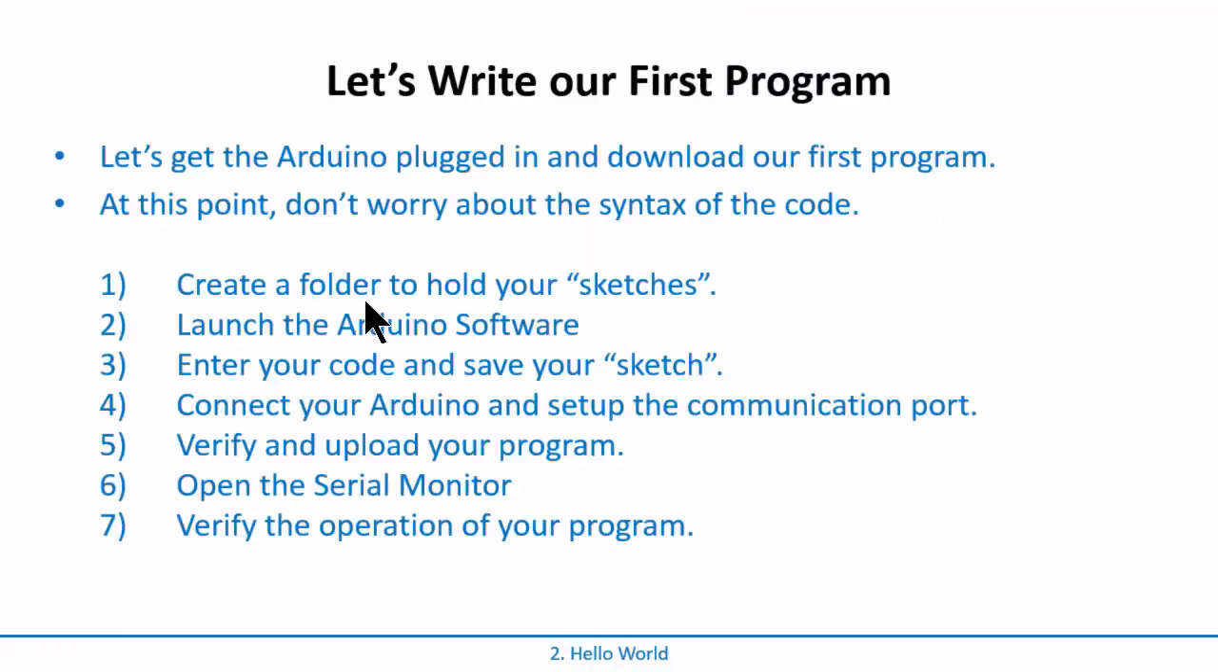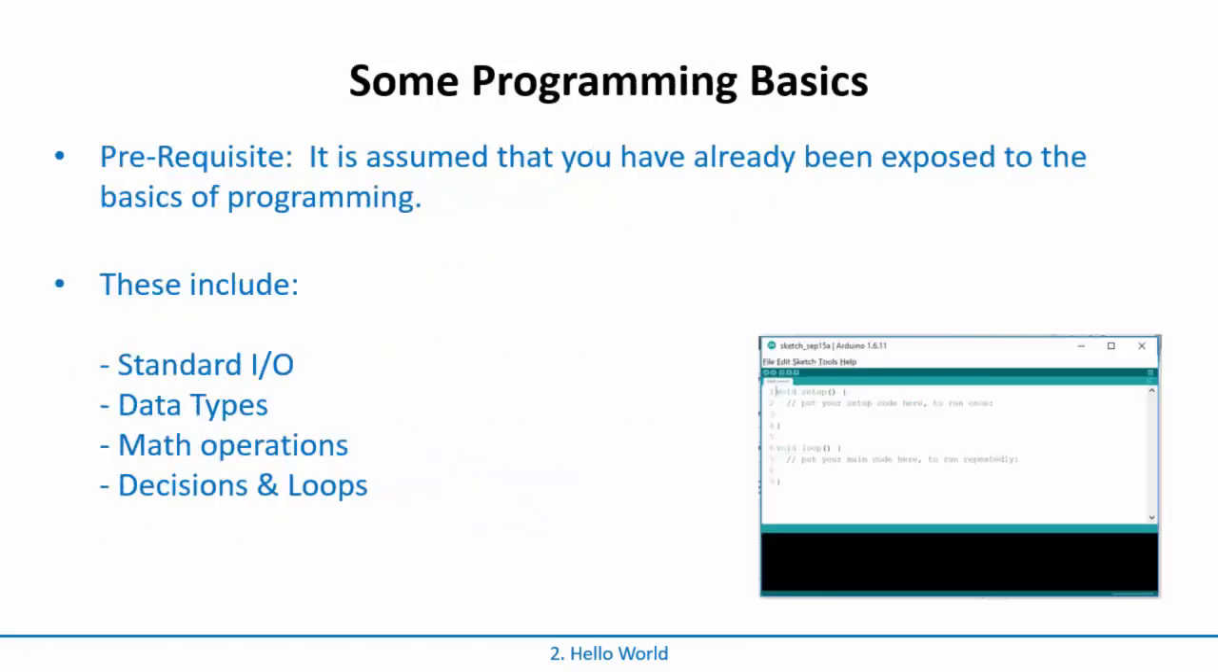At this point, I want to start doing some basic stuff and talk a little bit about what's happening here. Going forward, there's some prerequisite knowledge you have to have, because we're going to start programming and explaining the Arduino and how it's different from a traditional C program. You should have a basic understanding of standard I/O in a computer program, data types, math operations, and decisions and loops. So if-thens, while loops, and for loops. So you should have that.